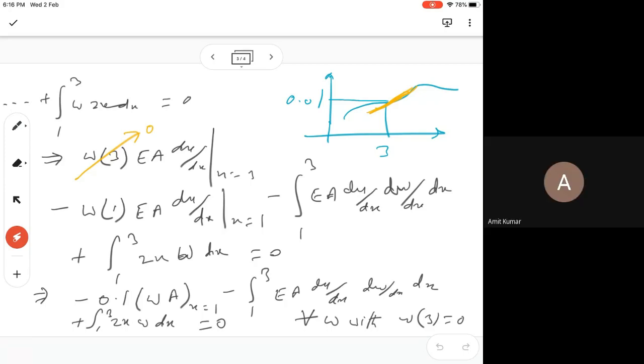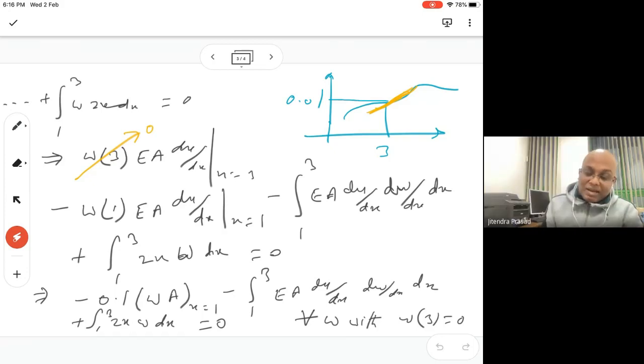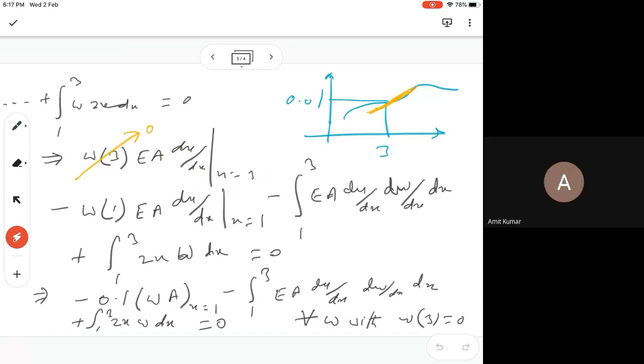So we are giving weight 0 to that point where u or du by dx is defined, because we already know this. That means we are not giving weightage to the slope at this point, not giving importance to this term. We are giving importance to the u value. We want u to be the value that is given, but not this one. Got it? Okay. Thank you.